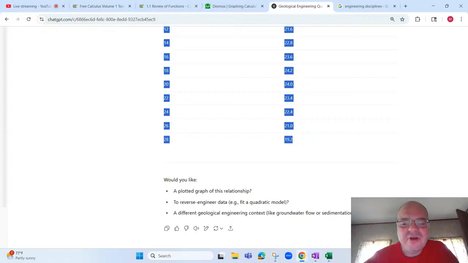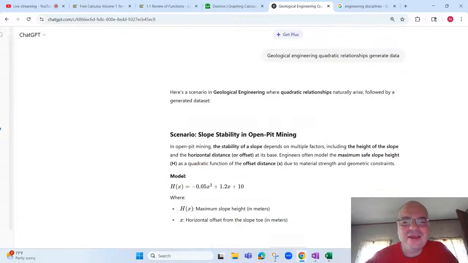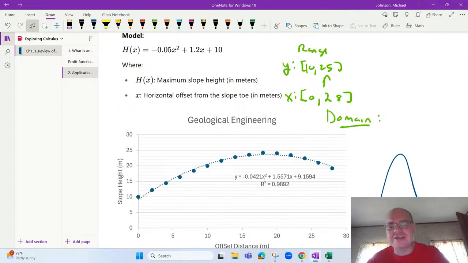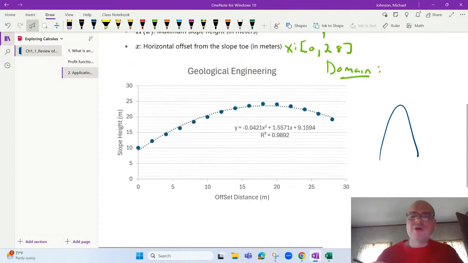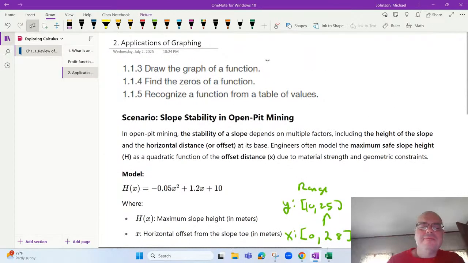And a different geological engineering context? Well, quite frankly, I've already seen a pretty good context here in geological engineering, and I might just say, I'm a geological engineer, I'm starving for information and I need more context. Here, I'm just trying to introduce you to graphing, domain and range that we saw earlier. So with a graph, let me describe a little bit more what's going on here.